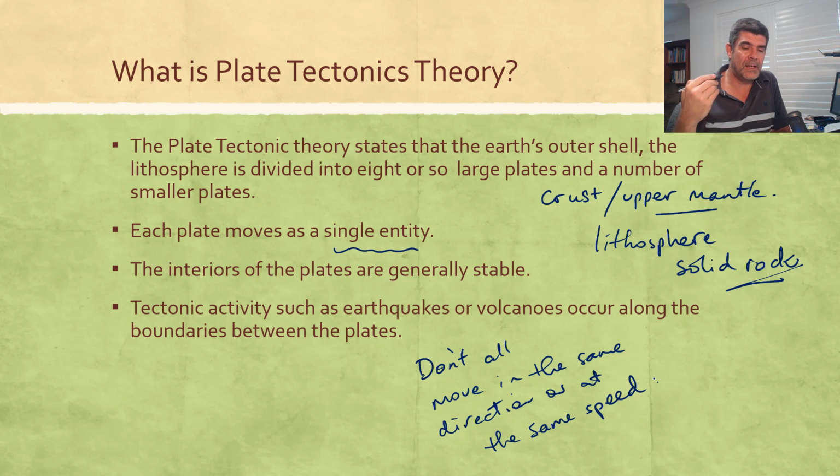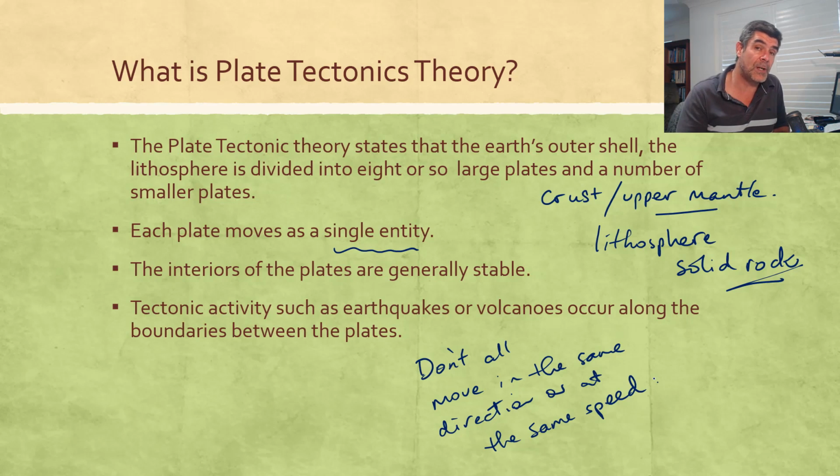So there's an interesting part of plate tectonics that tells us that even though we do assume that the lithosphere is split up into all of these different plates and all these plates can move, the plates themselves are not all moving in the same direction at the same speed. Having said that, if you're on the plate, it is relatively stable.